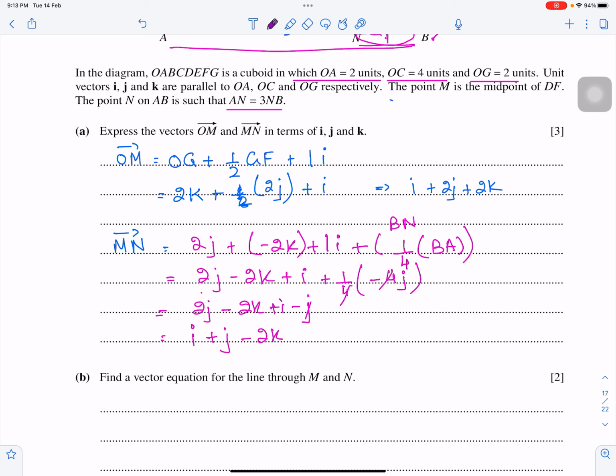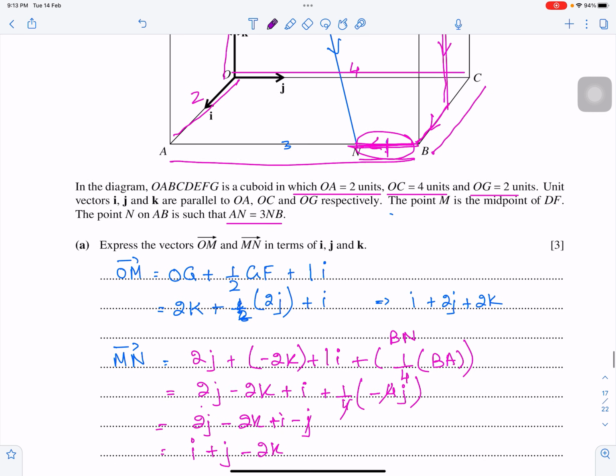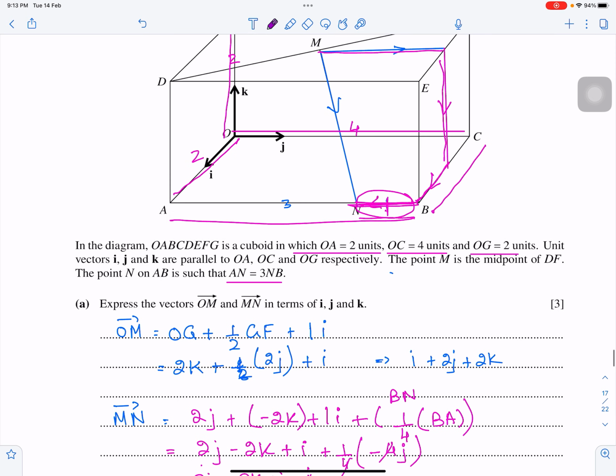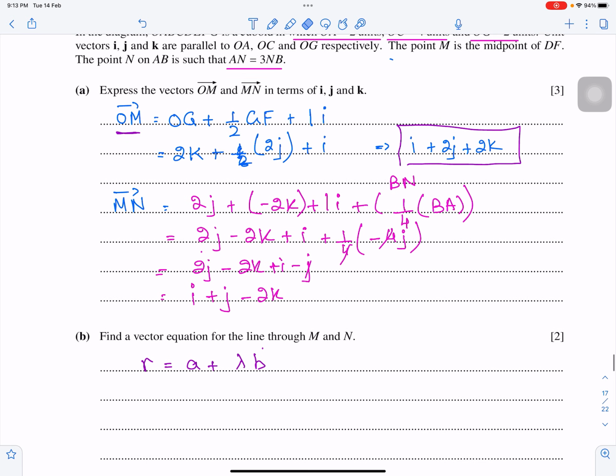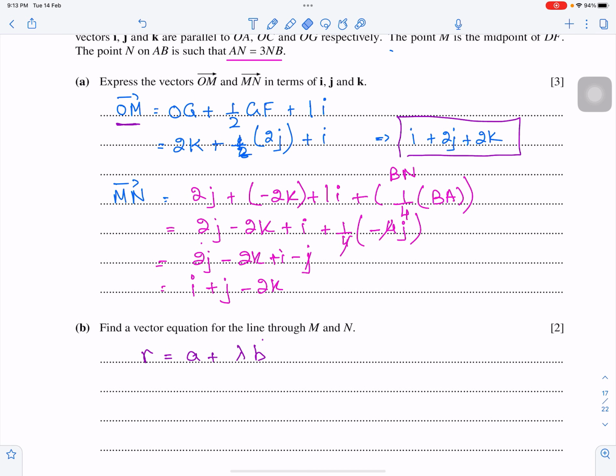We know when we are writing a vector equation, what is the general equation? A plus lambda B, where B is the direction vector and A is a fixed point on the line. Now, at the moment, I know point M. Point M is actually OM, which we are getting here. So I'm writing this point in place of A.